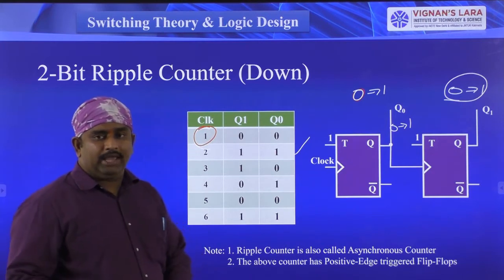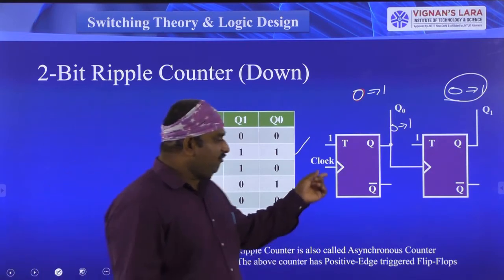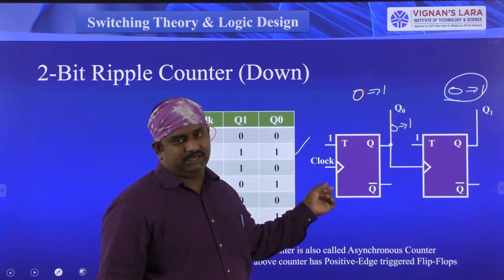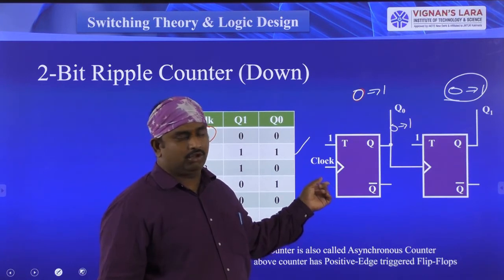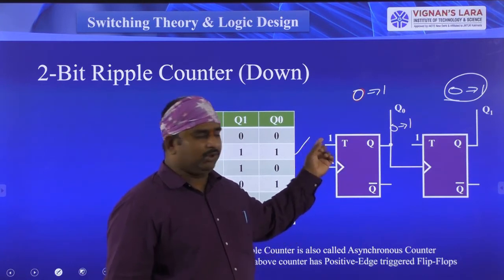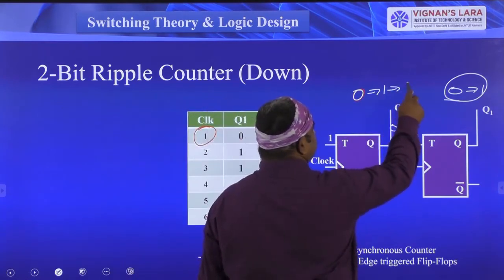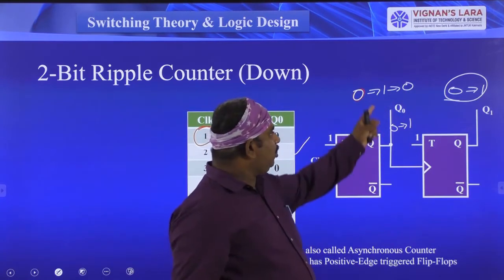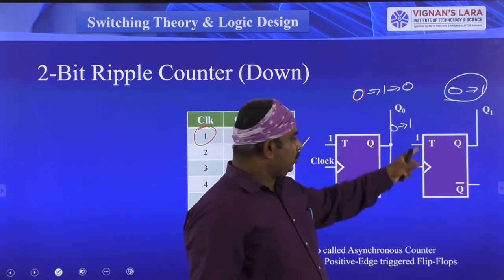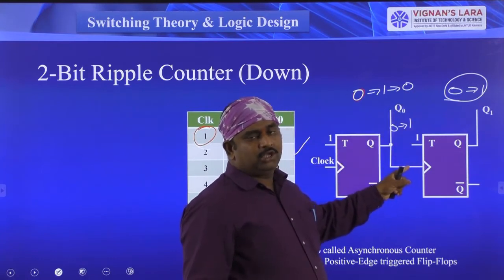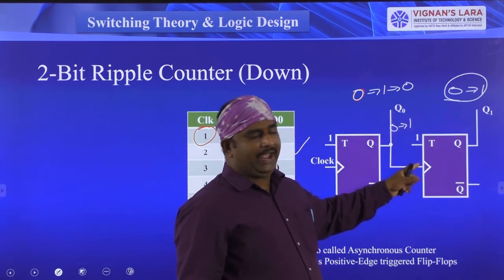Now again I am giving the next clock signal. When I have given the next clock signal here, T is always equal to 1. So the present output is 1, and now this 1 is shifting to 0. When it is shifting from 1 to 0, this is not the positive edge, so this flip-flop does not react.